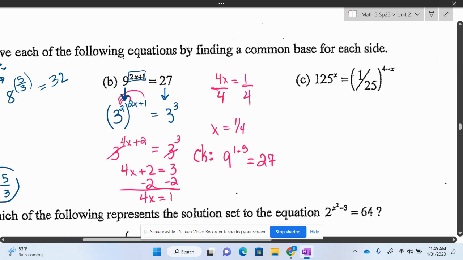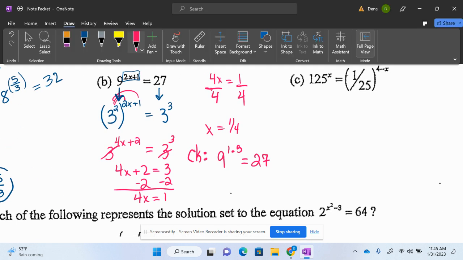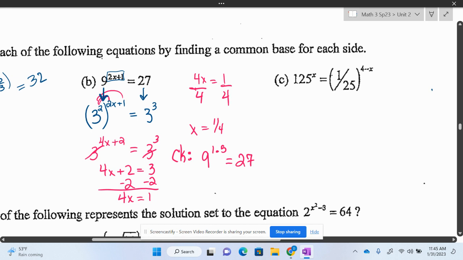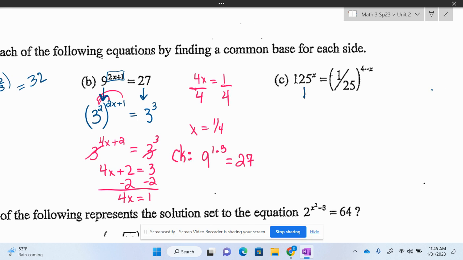Okay. Example C. We're going to write these both with a base of what? 5. So 125 is the same thing as 5 to what power? So 5 cubed with an x on the outside. And what about 1/25? Yeah, that's the same thing as 5 to the negative 2 power. And remember, that's also raised to a power of 4 minus x on the outside.